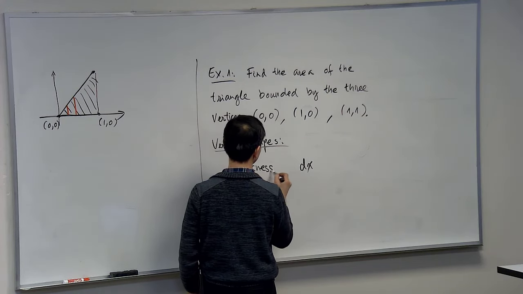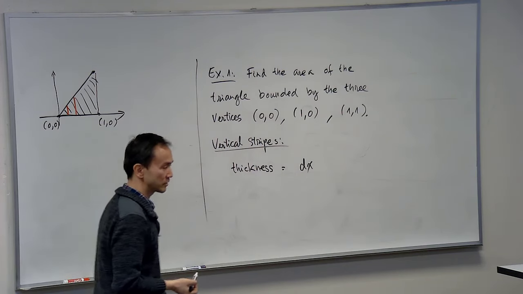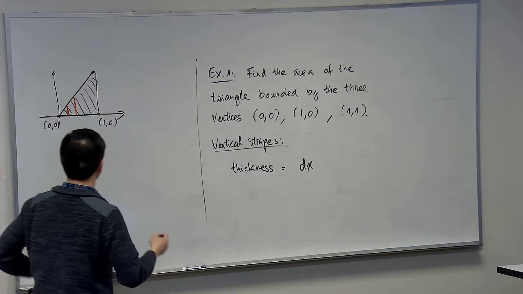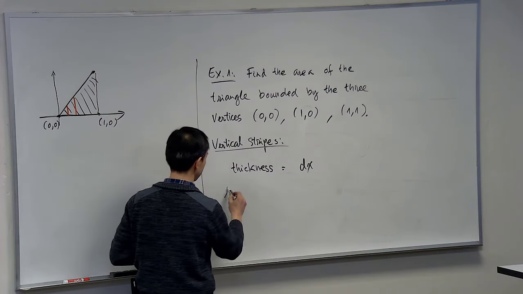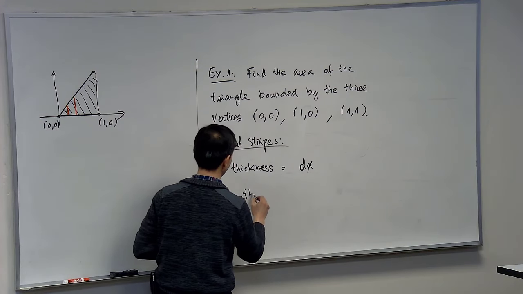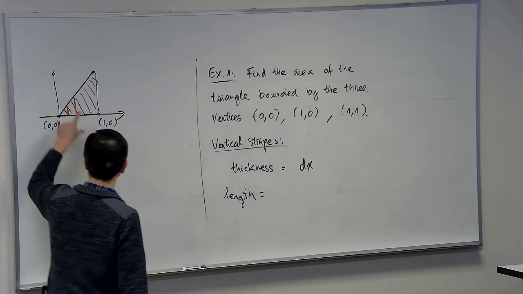Thickness, dx. Are we good? Okay. And then the length. Never bad to record things down carefully. The length for each stripe here, see?